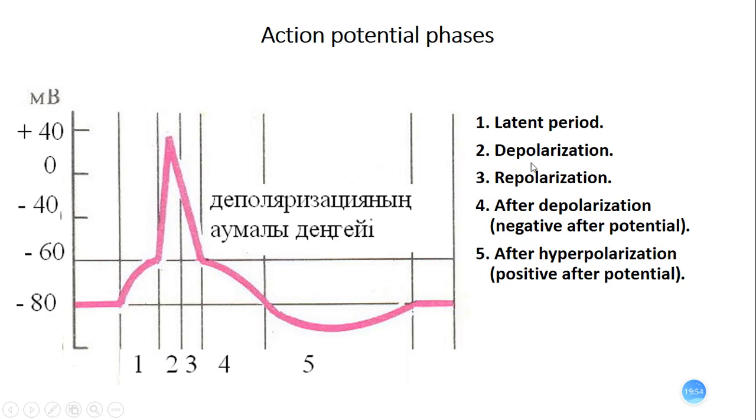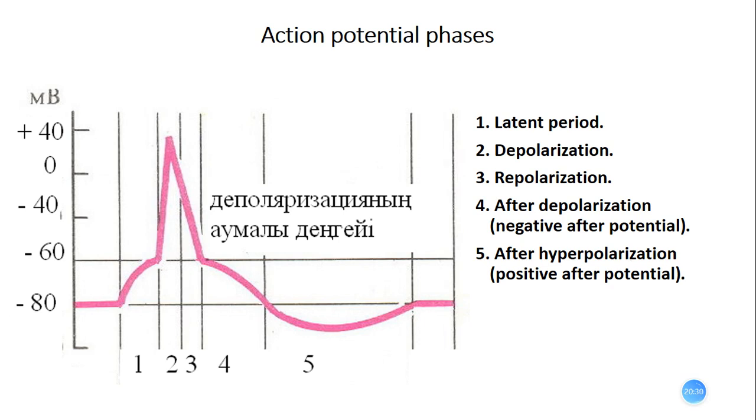The latent period is the period in which no changes occur in the electrical potential after the stimulus is applied. So during this period, there is no response of the excitable tissue. In this diagram, this one here corresponds to the latent period.